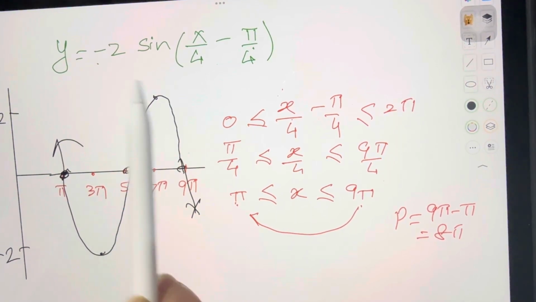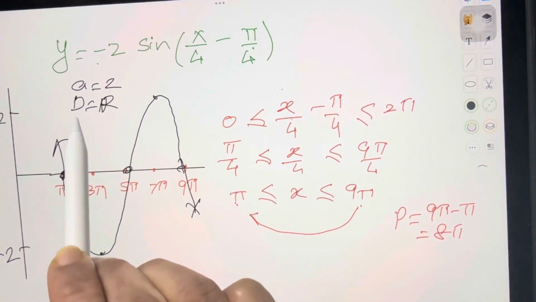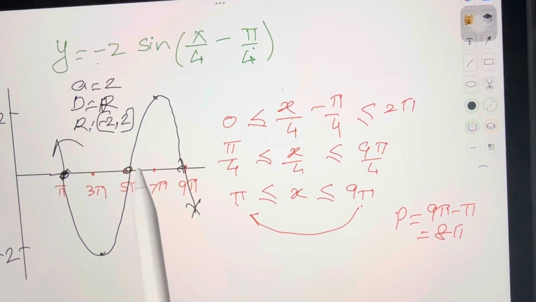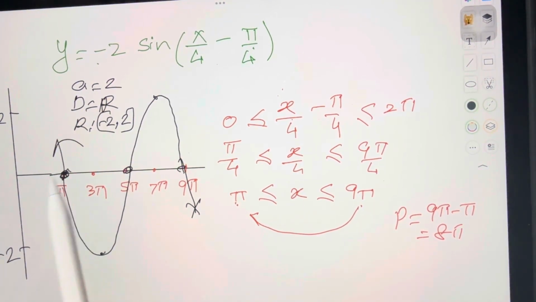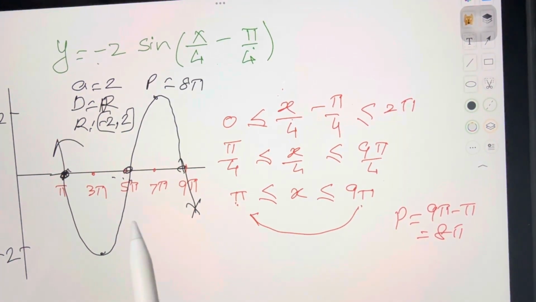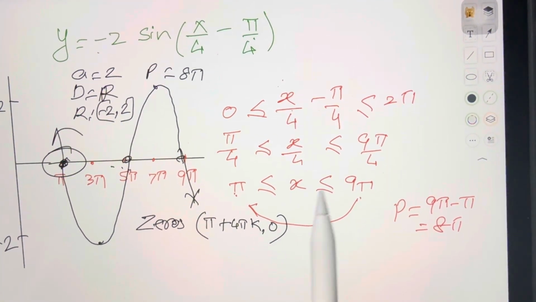So what is your amplitude? 2. If you have to write the attributes, amplitude is 2, domain is all real numbers, range is -2 to 2, and zeros, most important. Remember, as I said, write the first zero, and each zero is a difference of, what is the difference? 5 pi minus pi is 4 pi. It is always half of the period, and we got the period as 8 pi. Half of the period is 4 pi. You can go that way also. So zeros, you have to write the first zero, pi plus 4 pi k, comma 0. So that will be your zeros.